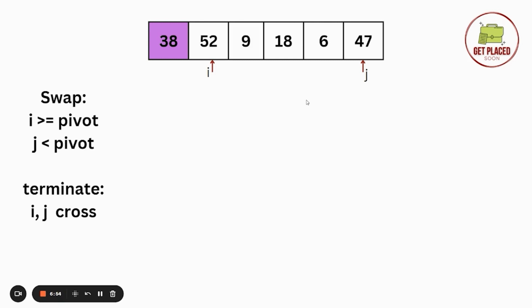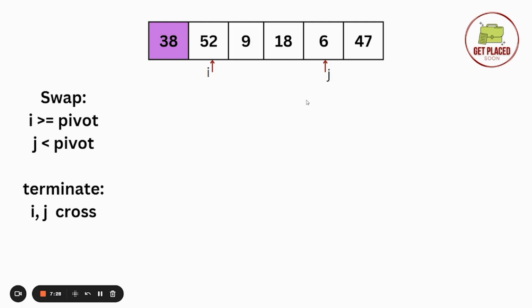Now, 38 is the pivot element. Let's increment the i pointer. Now, 58. Is 58 greater than or equal to pivot? 58 is greater than 38, so we stop the i pointer there itself without moving. Now checking the jth pointer. Is 47 less than pivot? No, 47 is greater than 38, so we decrement the j pointer. j will be coming at 6. Now is j less than pivot? 6 is less than 38. True.